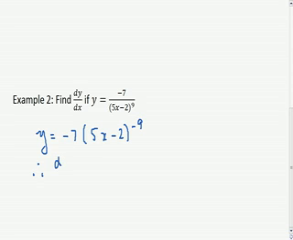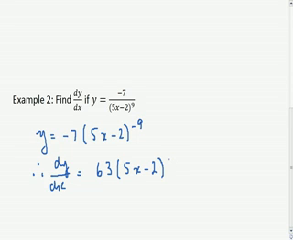So dy dx, we're using dy dx notation for this example, is equal to -9 times -7 is +63, and we've got 5x minus 2. Don't touch that. Now we've got to reduce the index by 1, and we've got to times by the derivative of what's in brackets, which is 5. Now all that remains to be done is to tidy it up a touch.